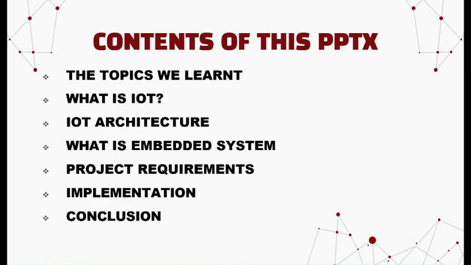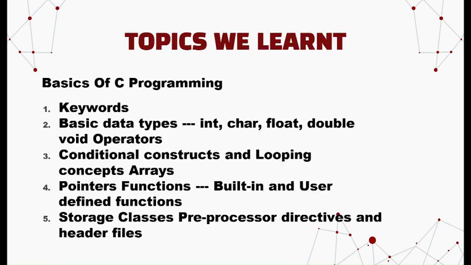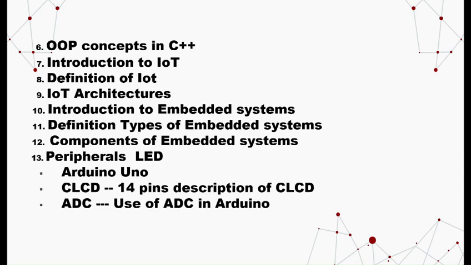So the contents of this PPT. The topics we have learned: what is IoT, IoT architecture, what is embedded systems, project requirements and implementation of this project, and conclusion. The topics we have learned: basics of C programming like keywords, basic data types like integer, char, float, double, etc., and operators. And other topics like conditional constructs and looping, concepts of arrays, pointers, functions, built-in and user-defined functions, storage classes, preprocessor directives, and header files.